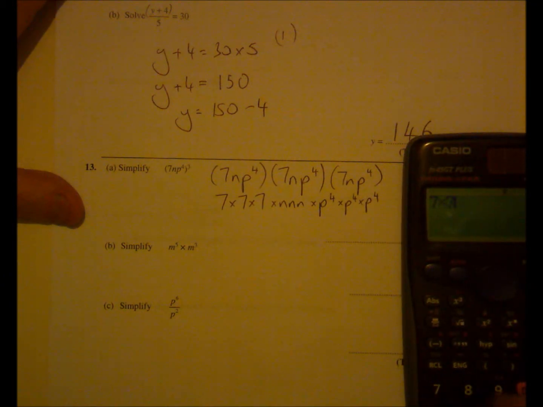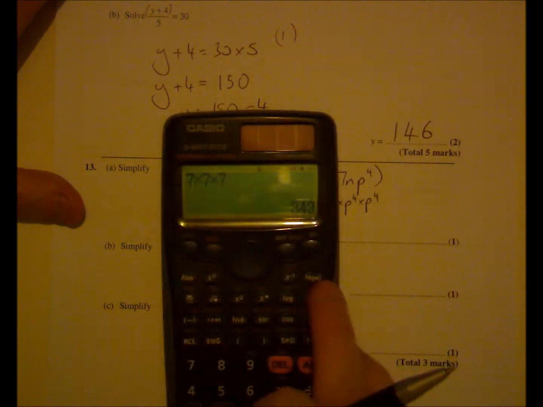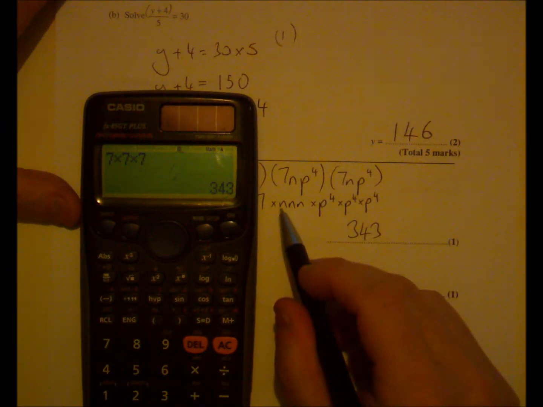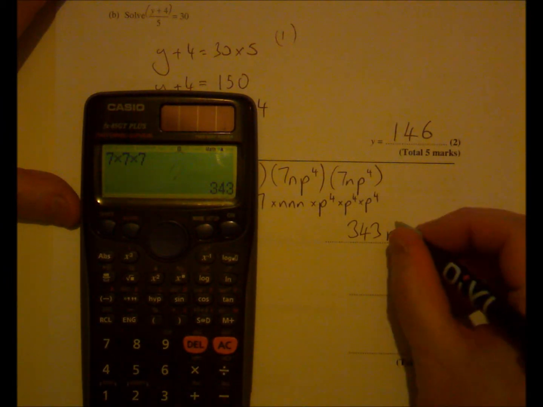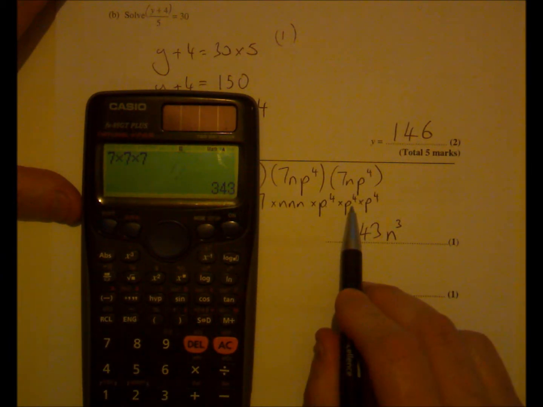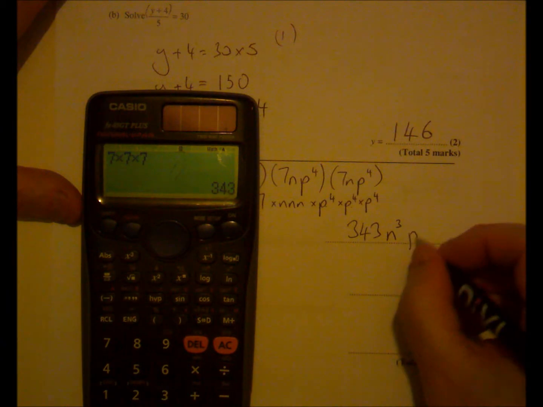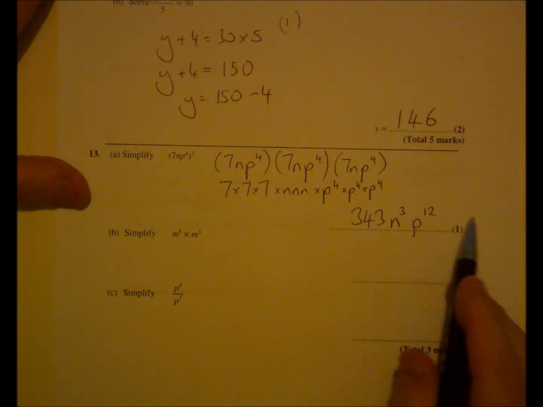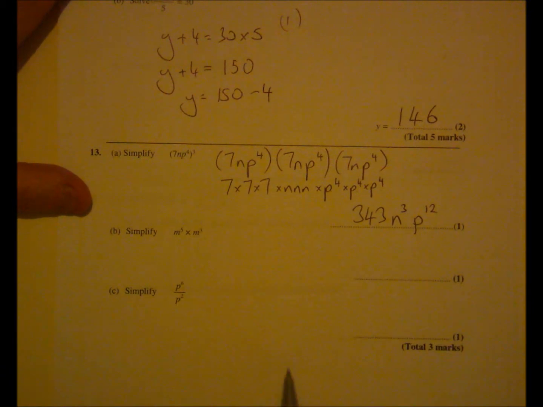7 times 7 times 7 on my calculator generates 343. N times n times n I can see is n to the power of 3. 4 p's multiplying here, another 4 p's multiplying here, and another 4 p's multiplying here. It gives you p to the 12. And there's the final answer. It's only worth 1 mark, and hopefully you'll get that right.